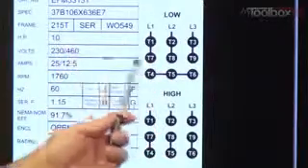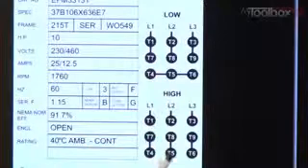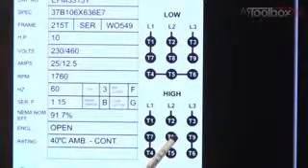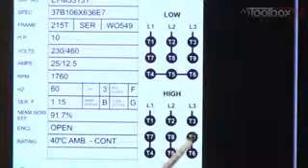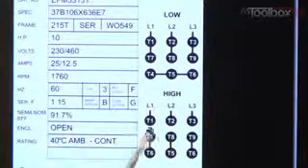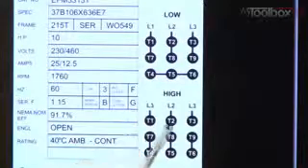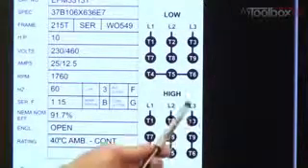For 460 volt operation, you go to the high connection and you hook 7 and 4 together, 8 and 5 together, 9 and 6 together. That would be inside the connection box. And then take T1 to L1, T2 to L2, T3 to L3.